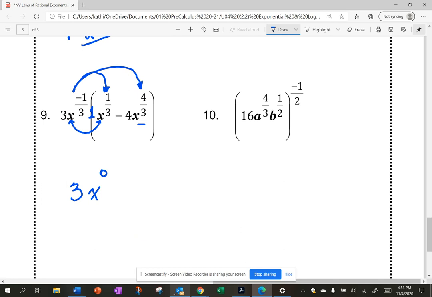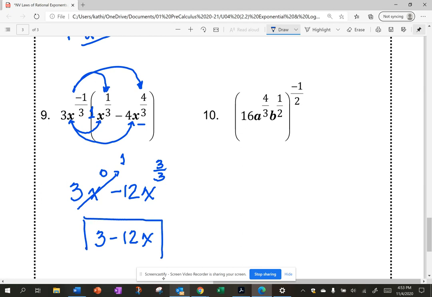So multiplying times my second term, 3 times negative 4 is negative 12. Again, I have the same bases, so I add my exponents. So negative 1/3 plus 4/3 is 3/3. Now I know anything raised to the 0 power is 1. So simplifying, this is 3 minus 12x to the 1st power.